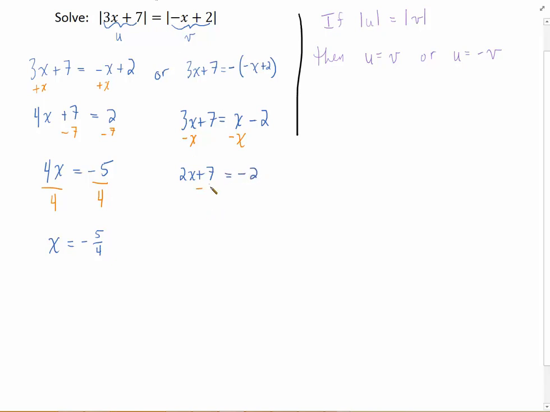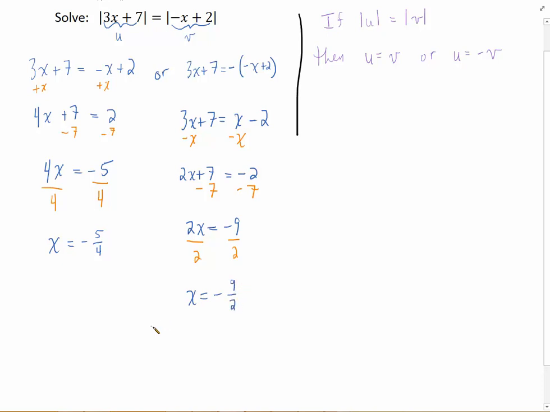And now I'll subtract 7 from both sides. So then 2x is negative 9. And finally, I'll divide through both sides of the equation by 2. And so x is negative 9/2.